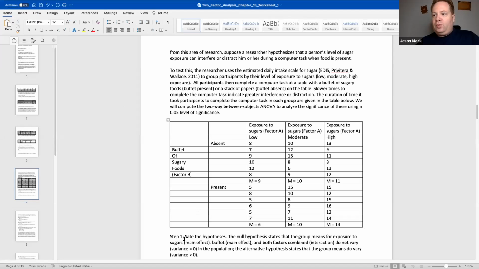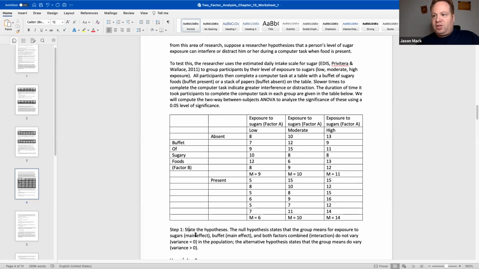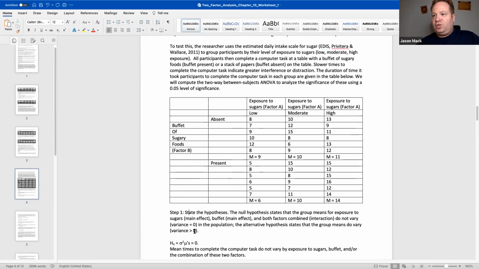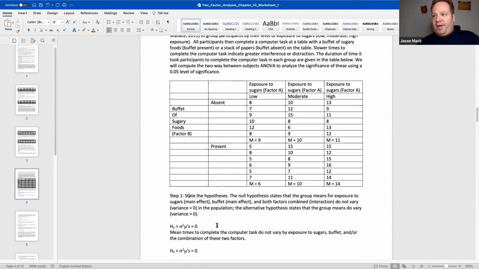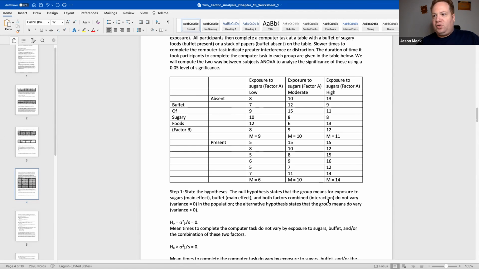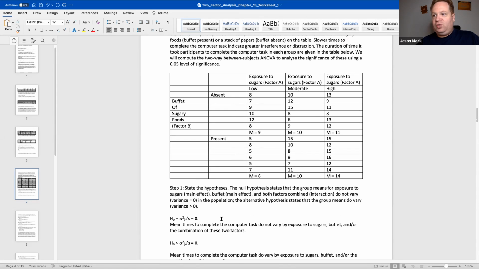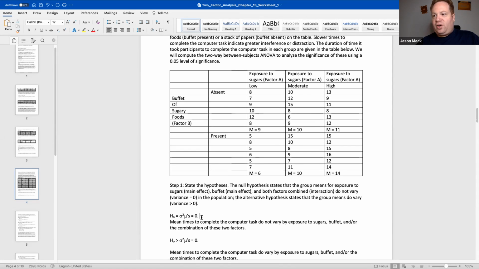Okay. So step one, what we're always going to want to do is state the hypotheses. The null hypothesis states that the group means for exposure to sugars main effect, buffet main effect, and both factors combined interaction do not vary, which means your variance is equal to 0 in the population. The alternative hypothesis states that the group means do vary, the variance is greater than 0.